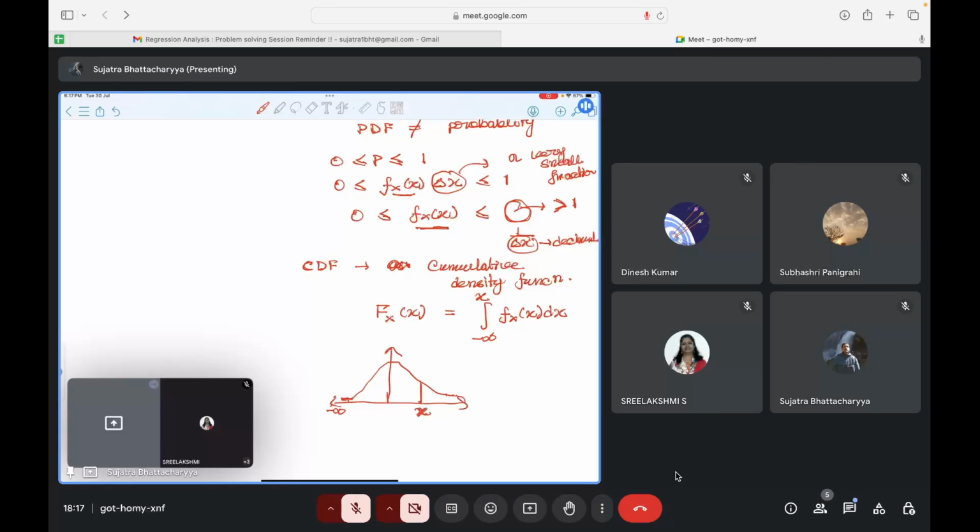Okay, so the CDF is the area under the curve up to this x. Before that, you just count all the area under the curve of f(x). That is your capital F(x), which is the CDF, the cumulative distribution function. It is defined as the probability that the random variable is less than or equal to some value. This is how it is defined.